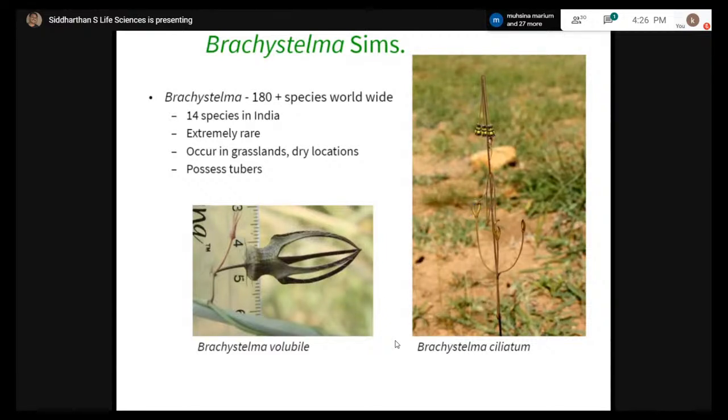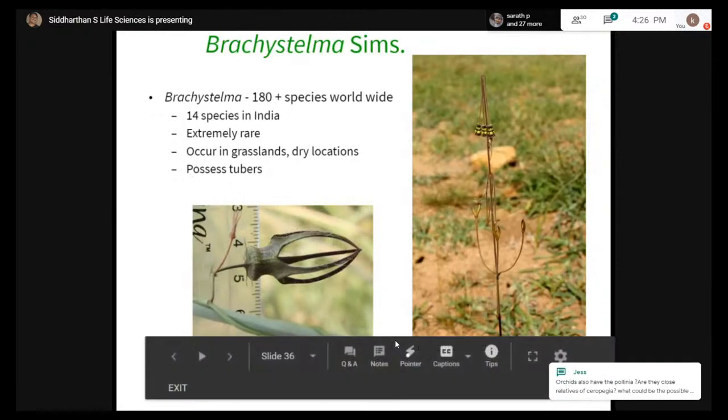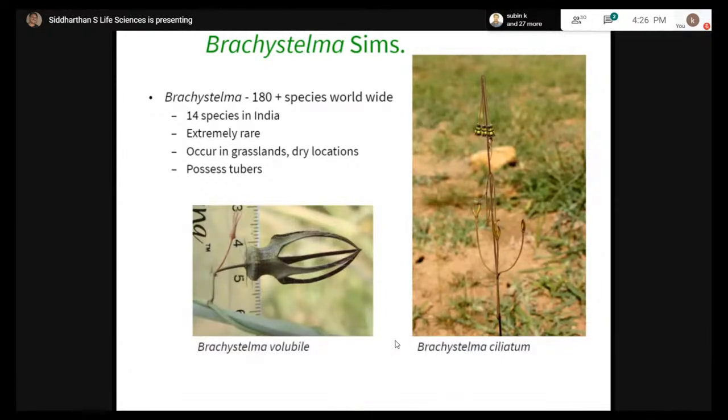I want to introduce another genus, Brachystelma. Why? Because at least in the Maharashtra region, they occupy the same kind of elevated plateaus with the grasslands. You can see this Brachystelma. Yes. What was your question? Orchids also have pollinia. No, orchids are monocots. These are dicots. Totally different. So again, this is a classic example where pollinia evolved independently.